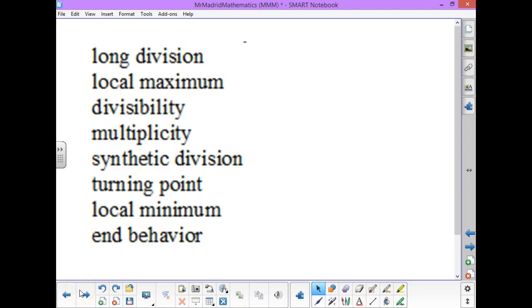Hey guys, welcome back. What we're going to do is continue our discussion on polynomials. In this case, we're going to be specifically dealing with the division of polynomials.